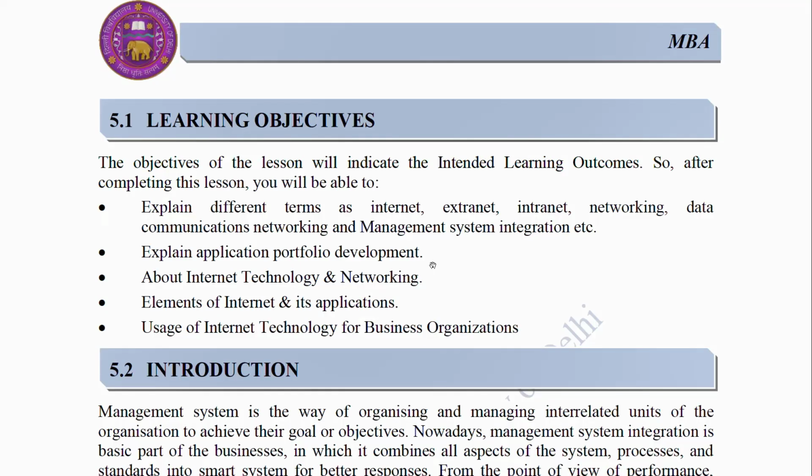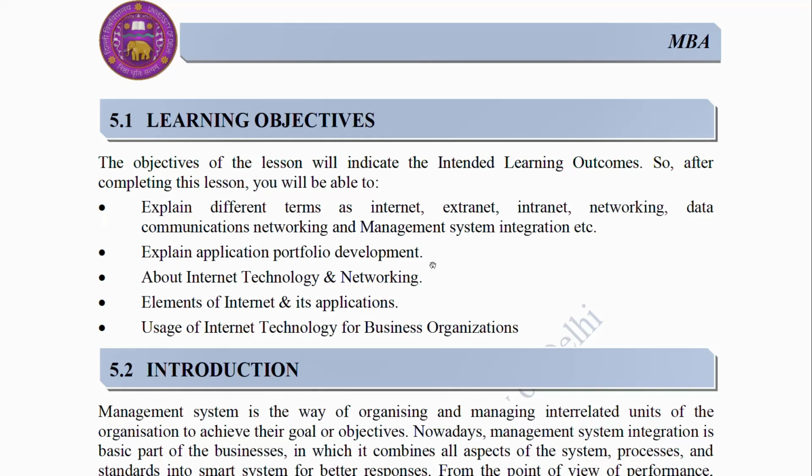5.1, Learning Objectives. The objectives of the lesson will indicate the intended learning outcomes. So, after completing this lesson, you will be able to: point 1, explain different terms such as Internet, Extranet, Intranet, networking, data communications networking, and management system integration.